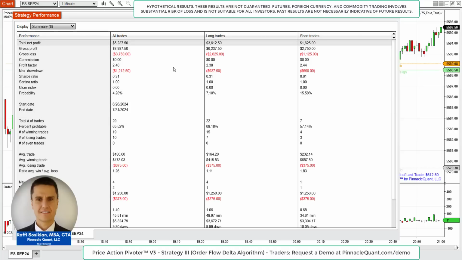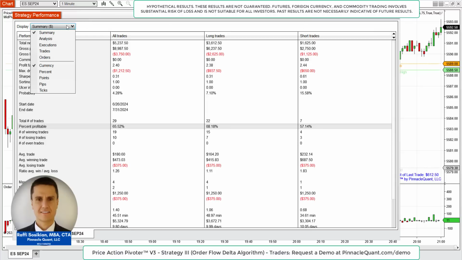The total net profit is $5,237.50. The max drawdown during that period is $1,212.50. You have a profit factor of 2.40. You have a win rate of 65%, but then again, the win rate is not crucially important in my opinion because it can easily be manipulated if someone were to invert the R ratio where they had a smaller profit target than they had a stop.